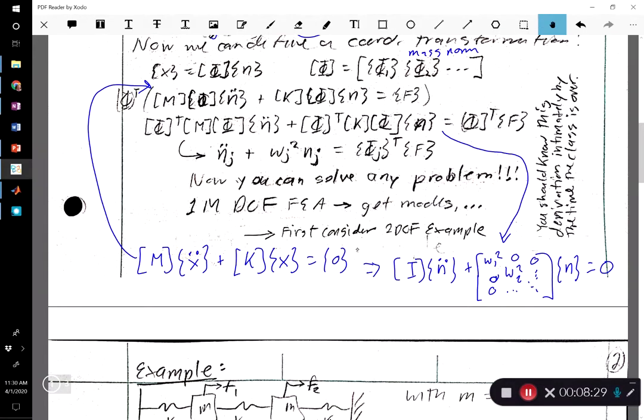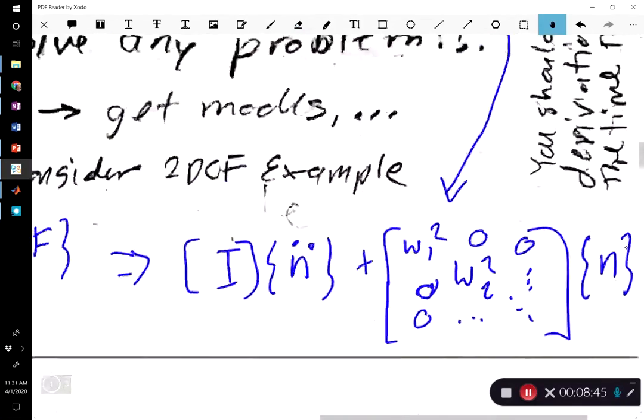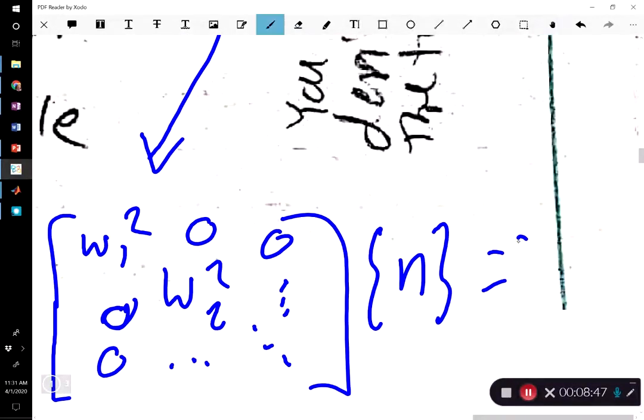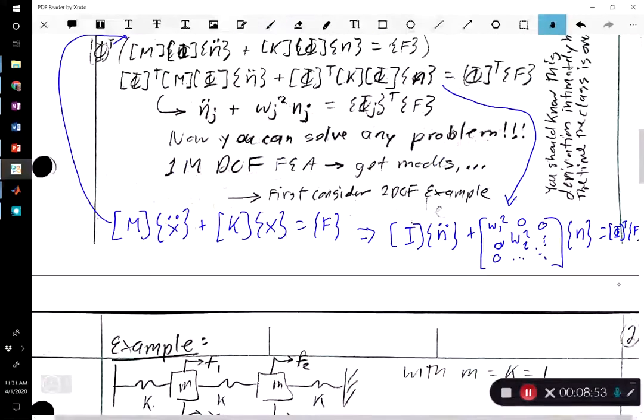I'm writing the unforced case, but that's not exactly correct because we want to have forcing. So I can just barely squeeze that in. Let me write that a little neater for you here. Okay, but in any event, now we have a set of uncoupled equations.